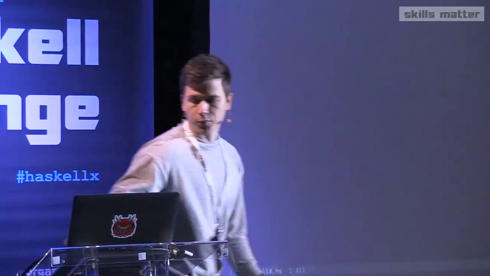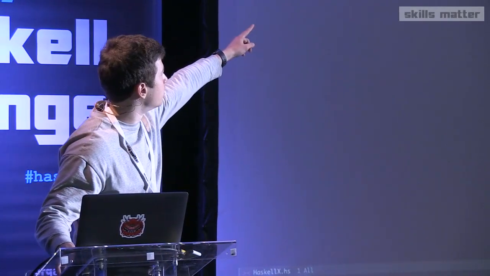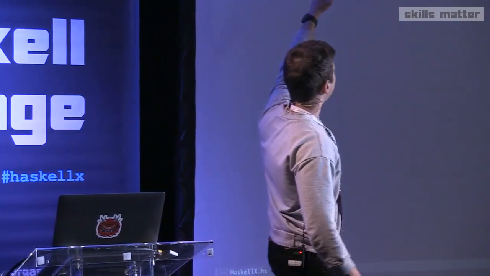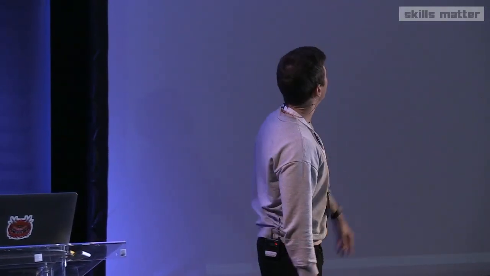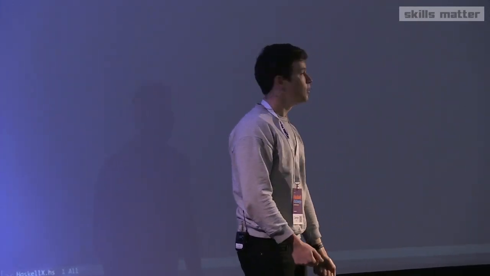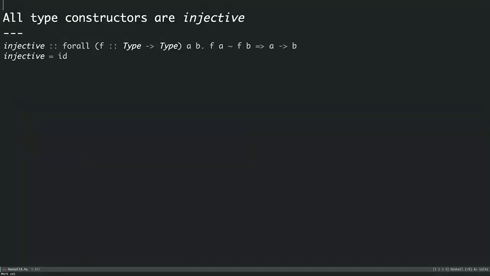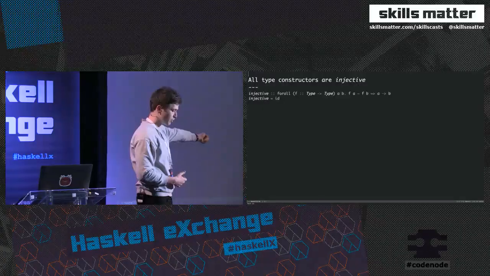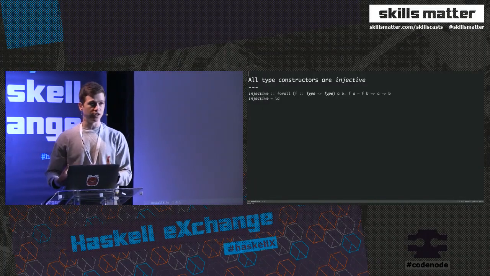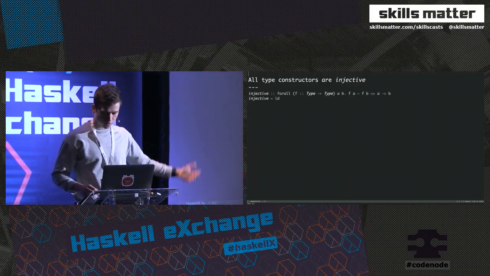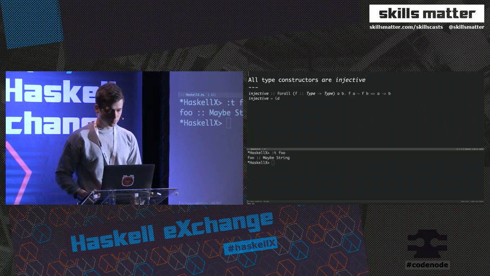So on the previous slide, I had Maybe a equals Maybe b. Here we have, for all f, where f is a type constructor, we can write a function that, given f of a equals f of b, we can write a function a to b and implement it as the identity function. And the fact that this type checks tells us that GHC managed to deduce that a must be equal to b, and that is using the injectivity property of the f type constructor.